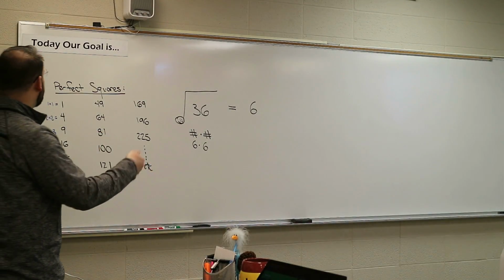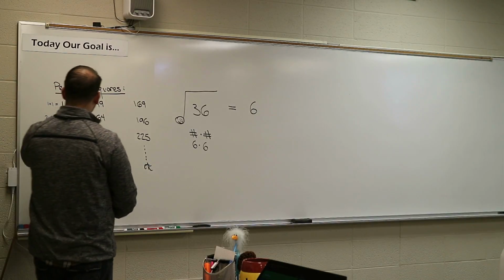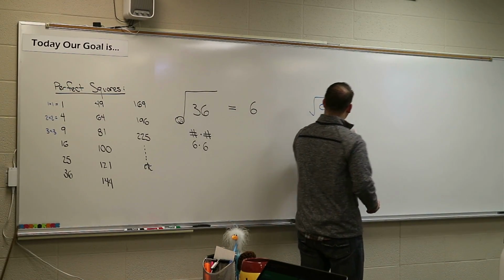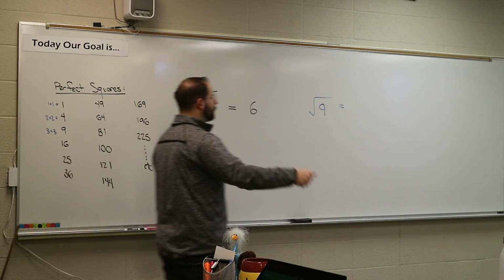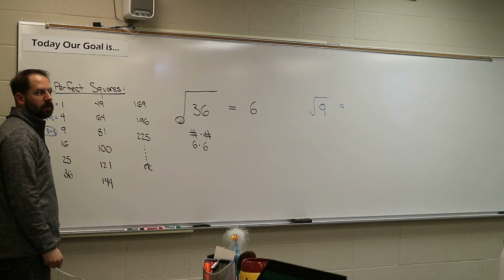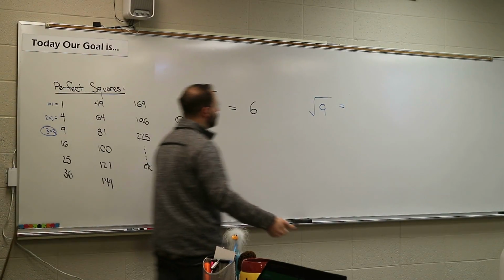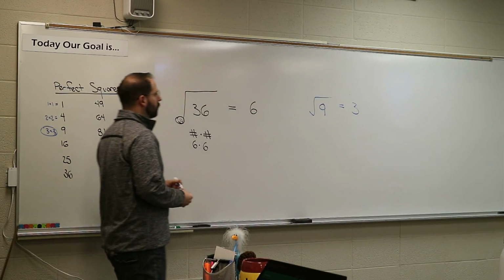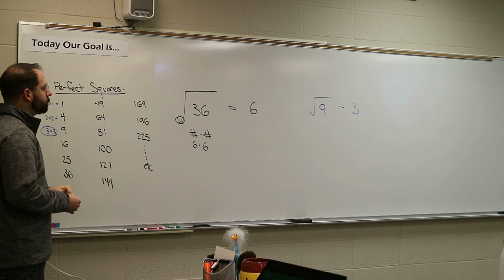So when you take the square root of any of them, let's say you're taking the square root of 9, you're trying to figure out the number that would multiply on itself that would give you 9. Two numbers that would multiply to give you 9. Well, it's 3 times 3. So the answer is 3. That's the number that would multiply on itself.